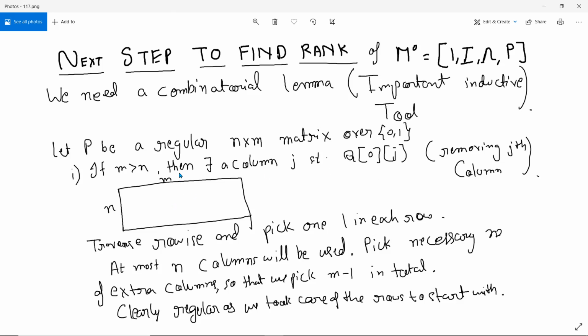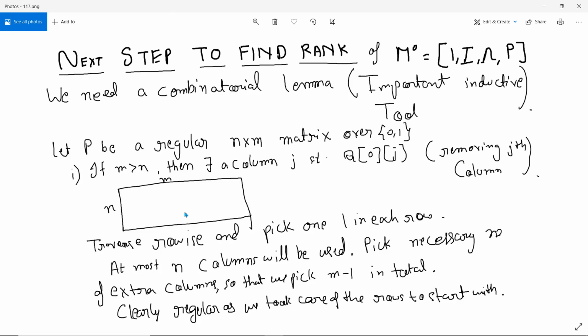You can get rid of a column and still keep this regular. Okay, that is the key. Whenever you have more columns, you can remove a column and you can still keep it regular. So you can get rid of some extra. So the idea is that there's a column which is redundant. How are we going to do this? So obviously, we have to maintain the regularity.